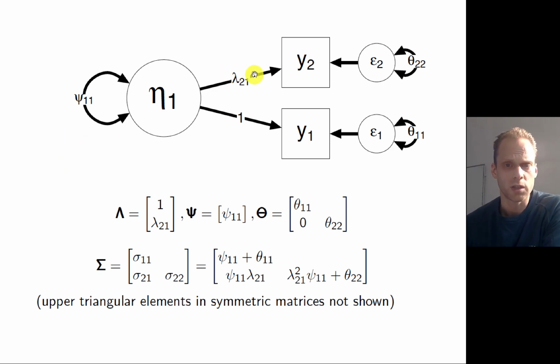One thing you could do here is set this factor loading to 1 as well, but then this psi1 will simply equate to the covariance between these 2 variables, and that's not that interesting to look at, or we don't need SEM for that, or confirmatory factor analysis.